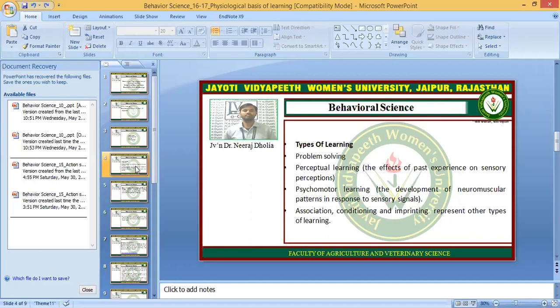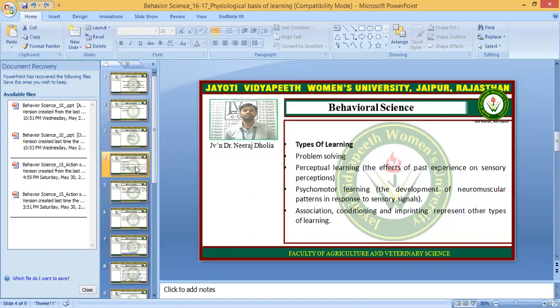Next is perceptual learning. Perceptual learning is the effect of past experiences on sensory perceptions. Your sensory system, or you can say your sixth sense, is ready to behave for a similar type of stimulus you have experienced in the past. So that is perceptual learning.